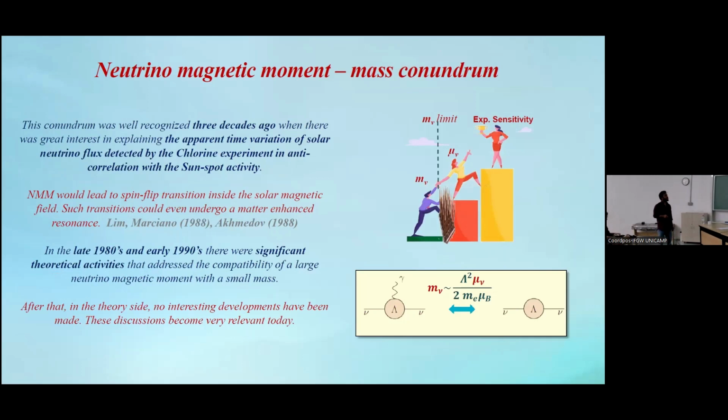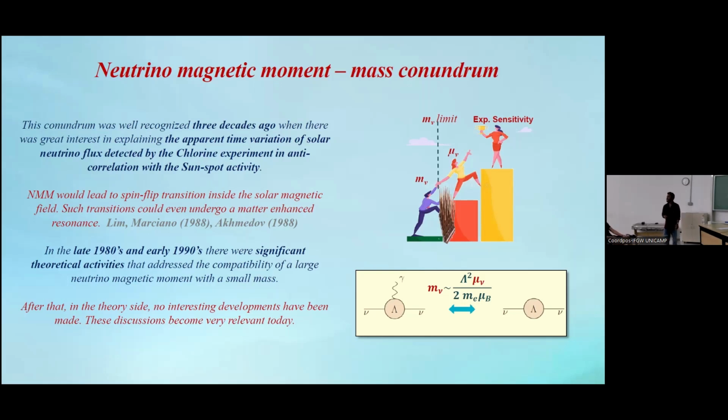And people are trying to do this spin-flavor transition inside the solar magnetic field, and such a transition would even undergo matter resonance. That was a proposition by Lim, Marciano and Akhmedov in '88. And it was quite popular, and during that time there were very significant theoretical activities addressing the compatibility of these large magnetic moments with small mass.